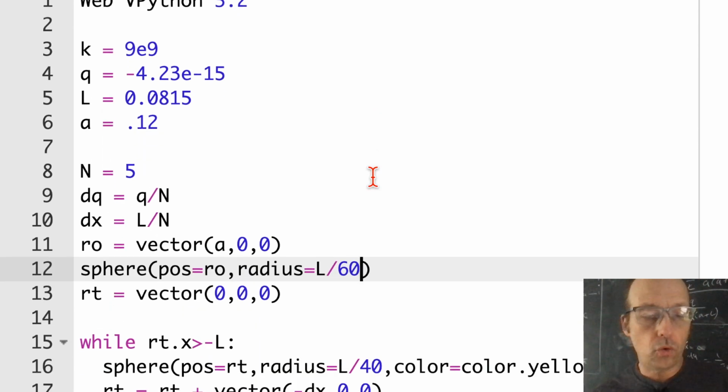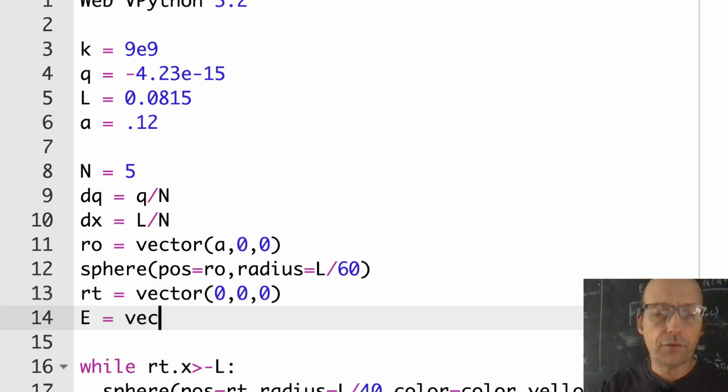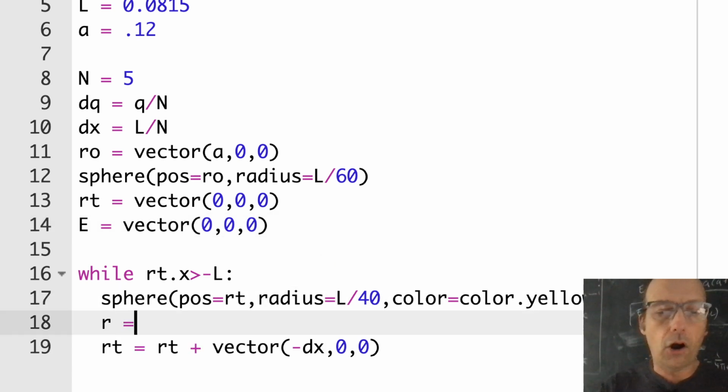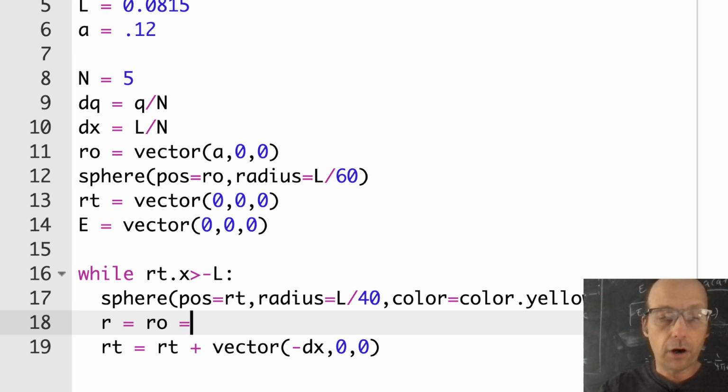Now what I can do is I'm going to calculate the electric field due to each piece at that location. So I need to start off with an electric field that I can add to. So 0. Now right here, I'm going to calculate R. R is the vector from my charge to my observation location. So that means it's going to be RO minus RT.